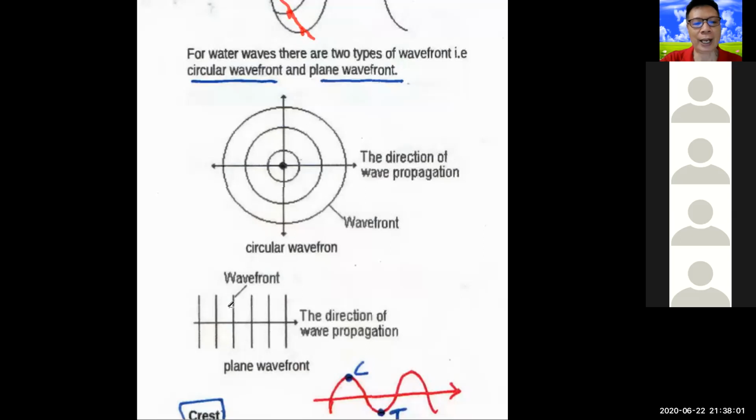Okay. Next, how to get this plane wavefront? How to produce it? When you are given a pool of water, how do you produce this kind of wave?